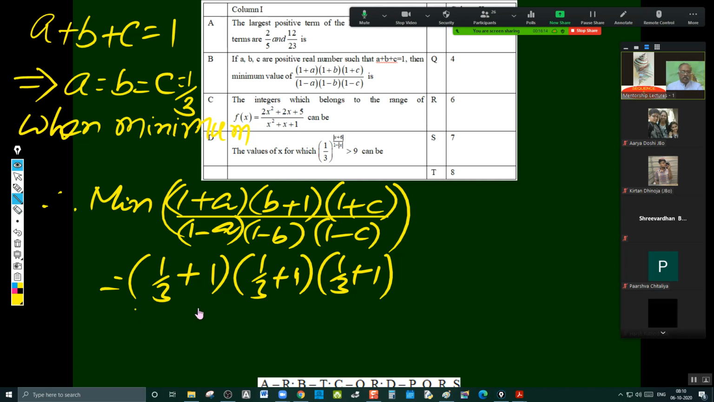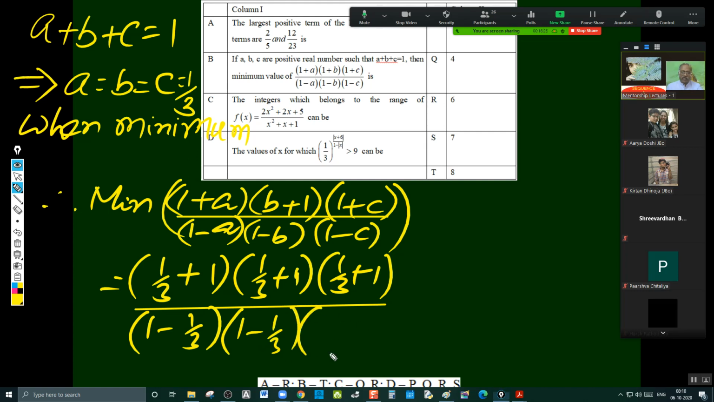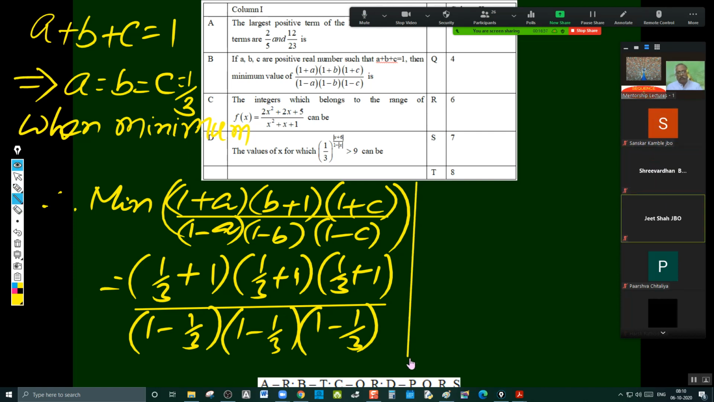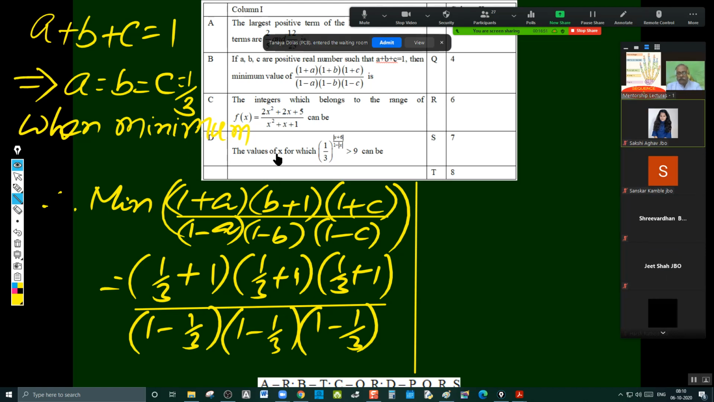The direct method also I'll teach, but it is easy to get the value whenever the minimum case or maximum case occurs. It happens when they are equal. Can you simplify and tell me the value, please? 8. Simplify and get the value. 8, sir. That's good.